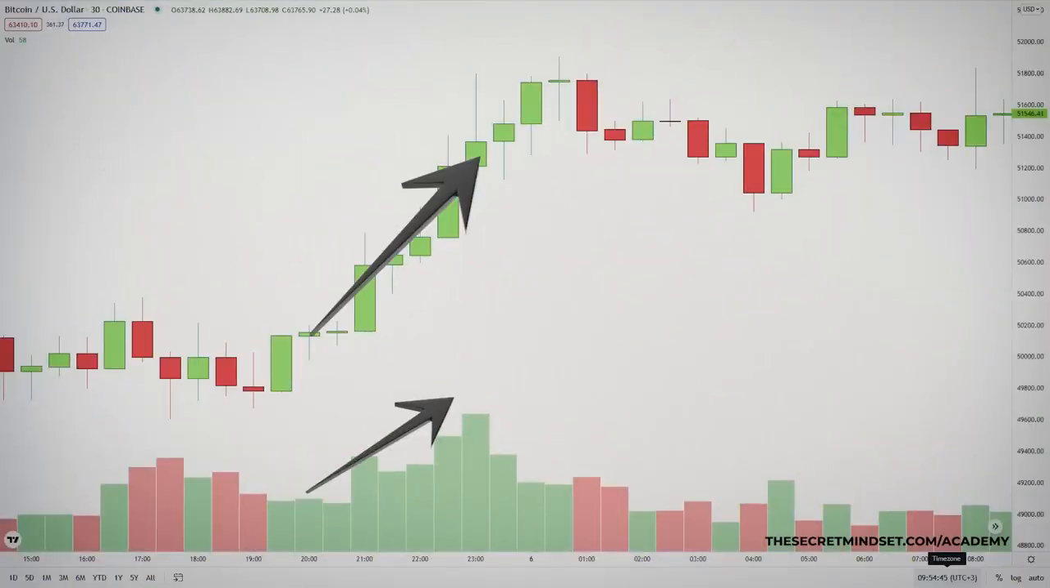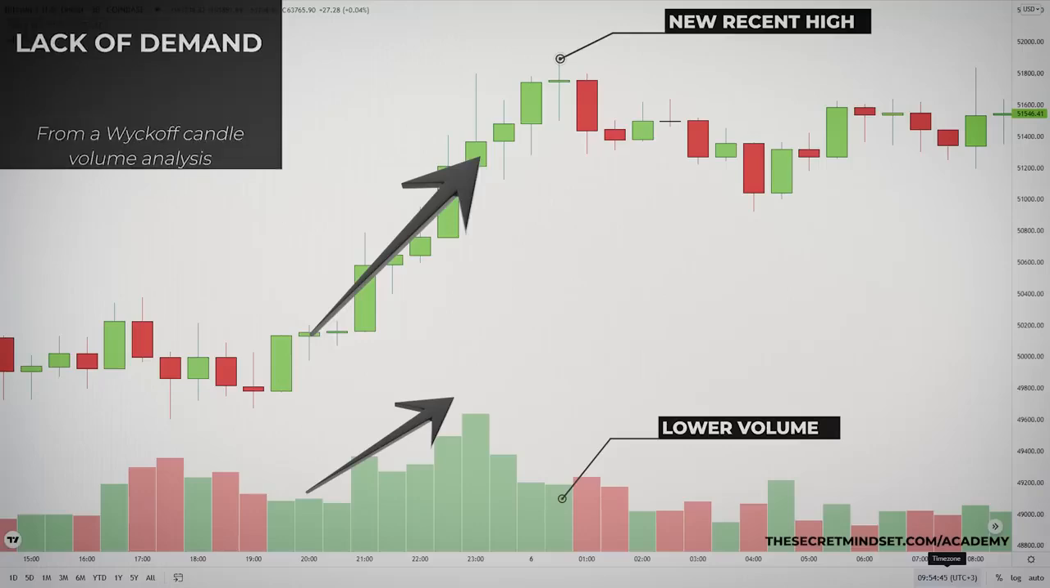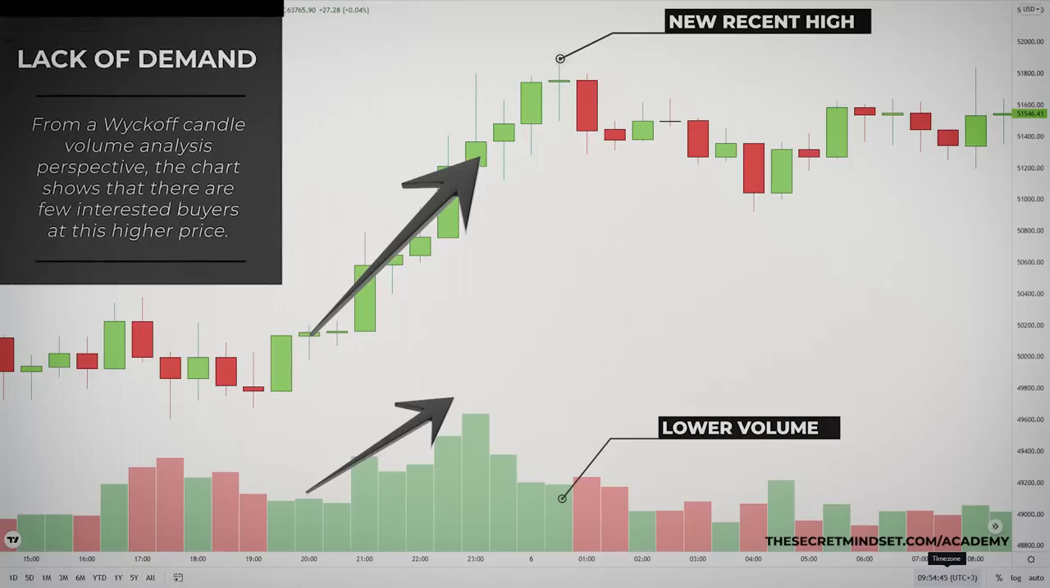Notice this aggressive up move, with price making higher highs and higher lows. The test candle, the doji bar, makes a new recent high, and the volume is lower than the previous 6 or 7 candles. By standard candlestick analysis measures, most traders would come to the conclusion that this bar represents indecision. But when viewed from a Wyckoff candle volume analysis perspective, it's clear that no indecision exists here.